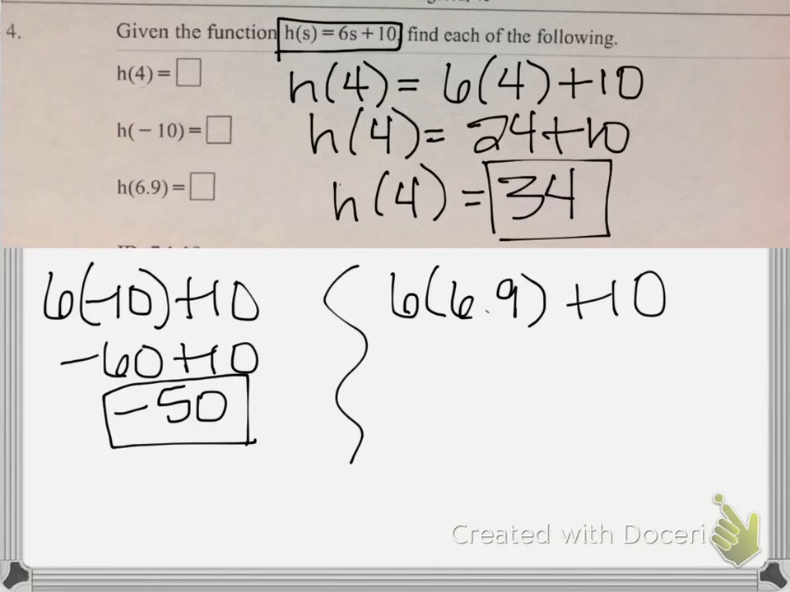I know I wrote it down somewhere. Oh, there it is. I didn't write down what that was individually. I just got 51.4 for the whole thing, so it must have been 41.4, and then add the 10. So there are my answers. When I plug in 4, I get 34. When I plug in negative 10, I get negative 50. And when I plug in 6.9, I get 51.4. So it's just a substitution.